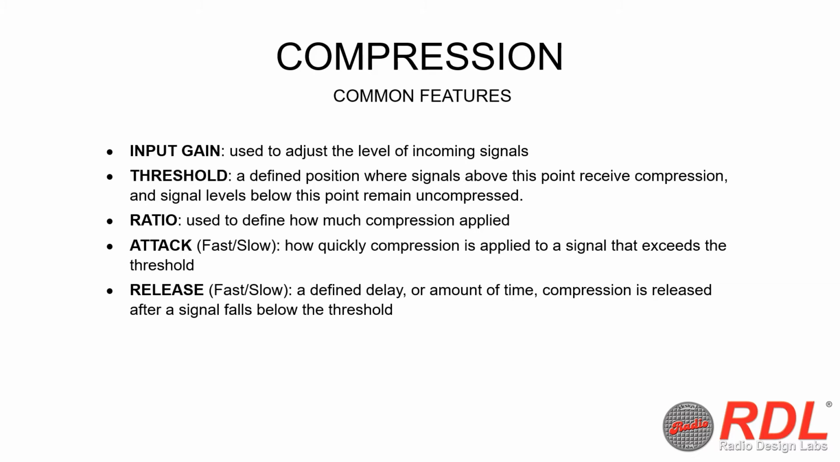A ratio is used to define how much compression is applied. Some signals need a little, some need a lot. The attack is the speed at which a compressor responds to a signal after it exceeds the threshold. Some signals require fast responding compression called fast attack, such as with the sudden peak of sound generated by a gunshot in a Western movie. Other signals may require slow responding compression called slow attack, such as with the classical piece of music, where the symphony's audio levels slowly increase over time to a very high level.